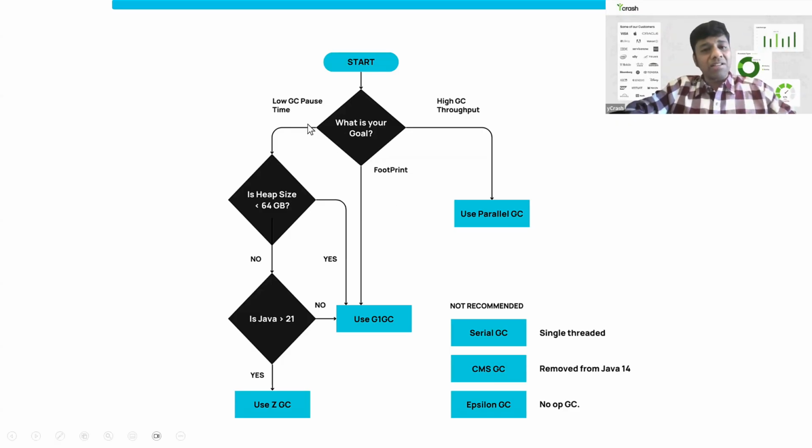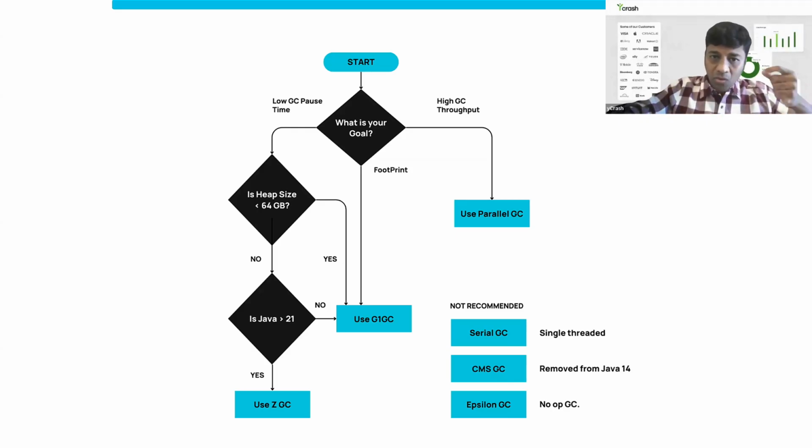Okay. But let's say your focus is on low pause times, friends. If your heap size is less than 64 GB, go for the G1 GC algorithm. But if it's going to be more than 64 GB and you're running on Java 21 and above, use ZGC. This is my personal experience I'm sharing with you. But of course, you want to conduct the tests on your environment, on your application, and then come to a conclusion. Don't base anything only on this flowchart, right?